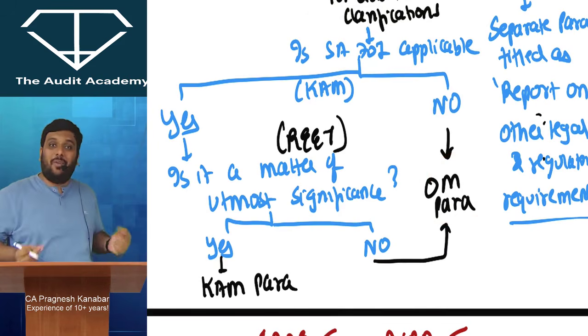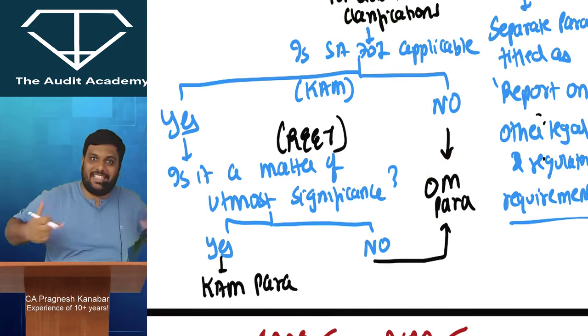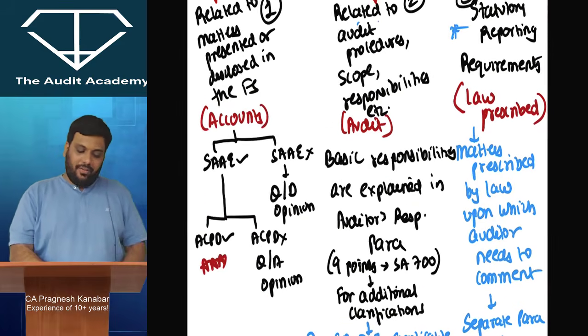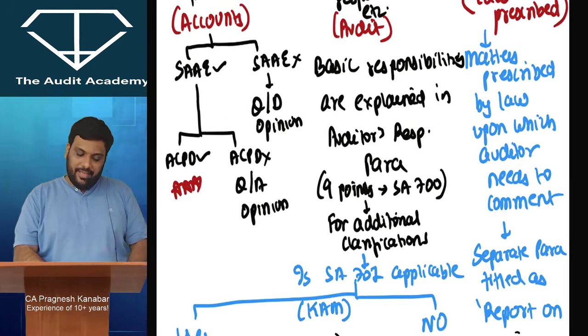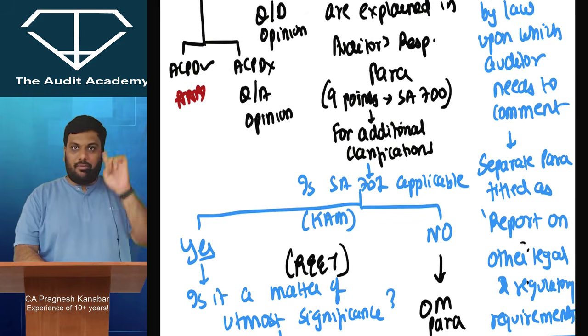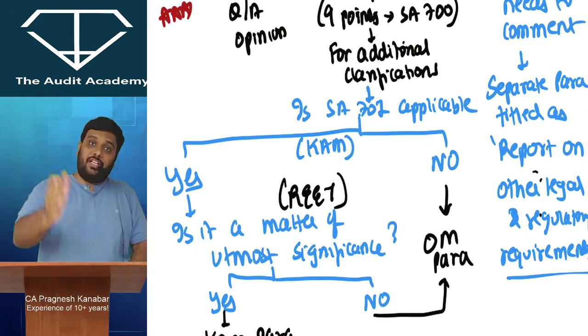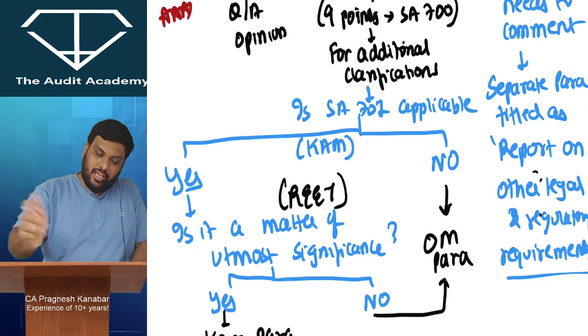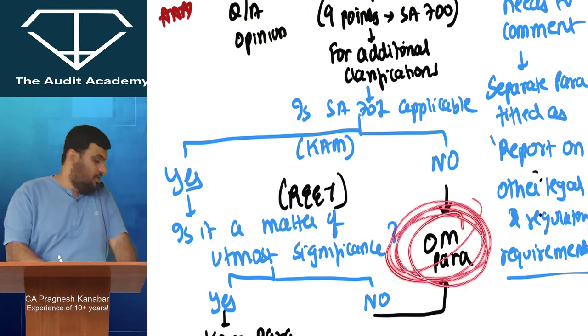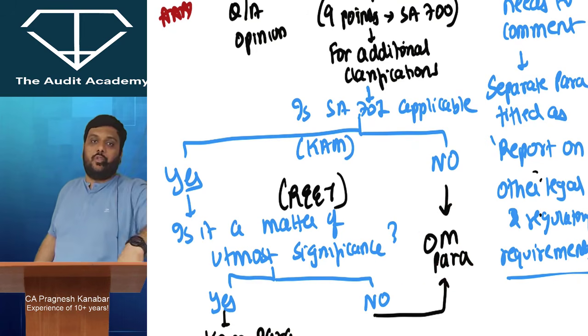Yes or no, sir? Come on. Are you getting the chart? How you are supposed to read the chart? Yes, one more time. If it is about auditor's responsibilities, basic responsibilities are explained in auditor's responsibility paragraph. For additional clarifications, first check whether it is a key audit matter or not. If it is not a key audit matter, then it will get into other matter paragraph. This is how you are supposed to read the chart.